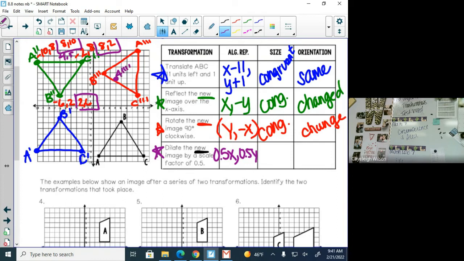We're getting a lot of primes here. All right, what about C? C was at 8, 2, so if I take half of that, it would be at 4, 1. And that's going to be my C quadruple prime. So there's my C. And then what about my B? My B is at 2, 6, and it would be at 1, 3. So that's my B quadruple prime.